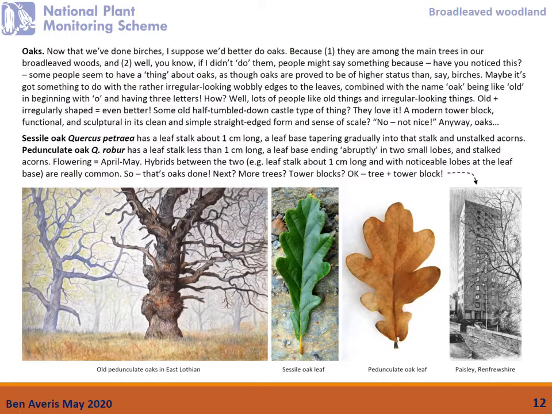If you've got the acorns, you can tell them that way as well, because the acorns are unstalked in sessile oak and definitely stalked in the pedunculate oak. Both species can grow on these acid soils in both upland and lowland areas. It had been thought by many a long time ago that sessile oak was the main one in the hills and pedunculate oak the main one down in the lowlands, but both can occur in both areas, and you also get a lot of hybrids.